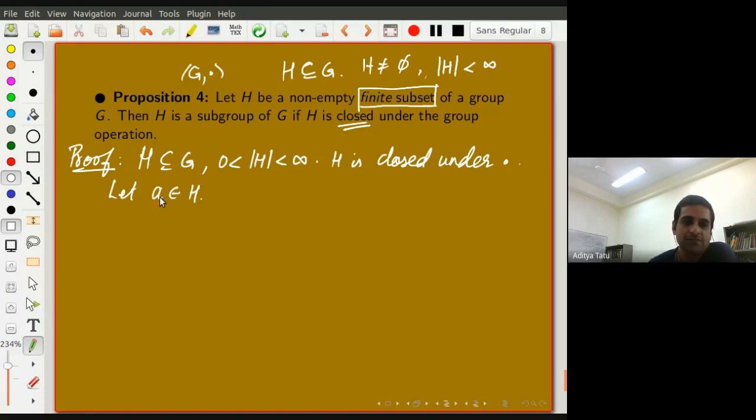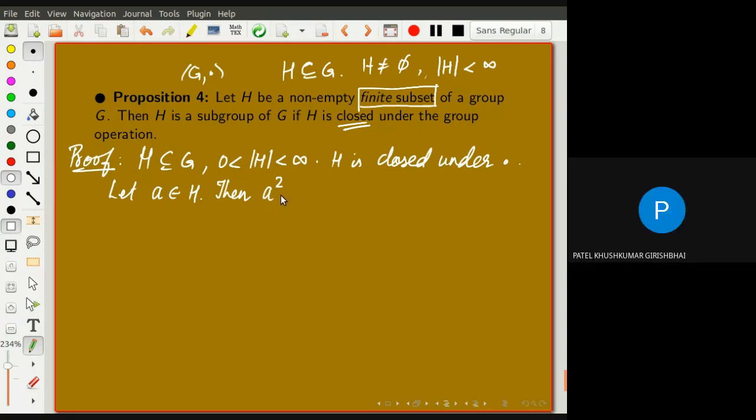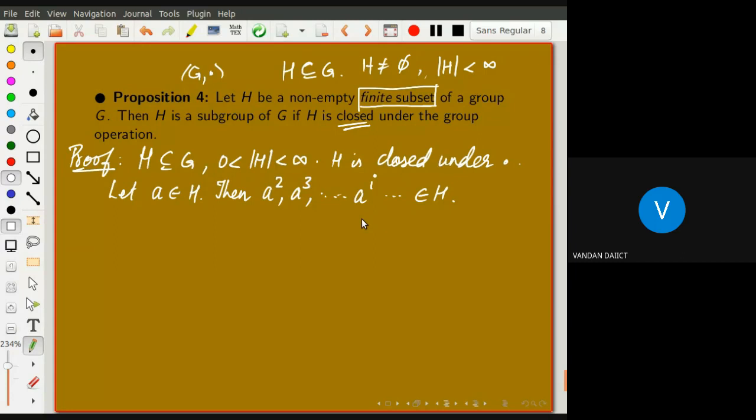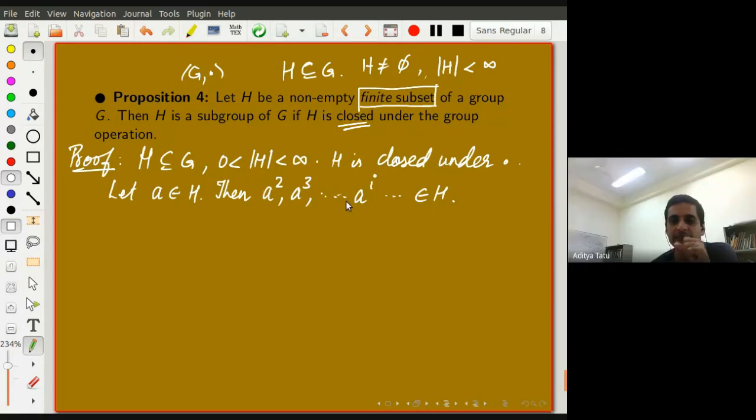Now, what happens if I keep on applying the binary operation on A to itself? For example, A square, what can we say about A square? Once again, remember, when I say A square, don't think of A as a number. A square means A dot A. It belongs to H. And whatever is true for A square is true for all powers of A. All of these belong to H. But how many such elements can we have? Can we keep on generating new and new elements? No, they will repeat after some time. They have to repeat simply because H is a finite set.